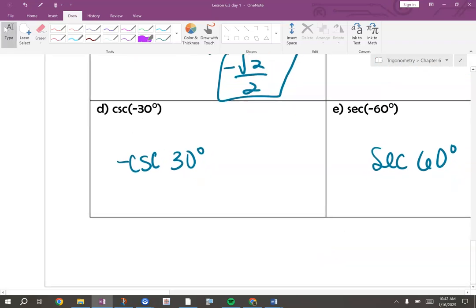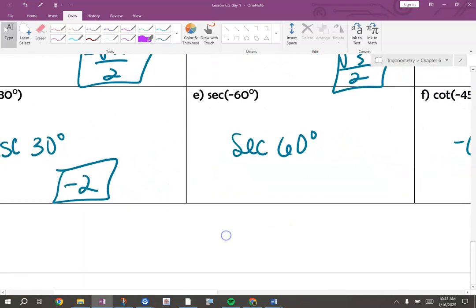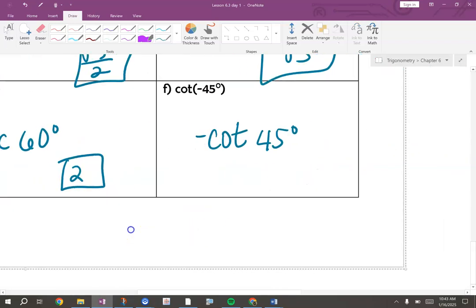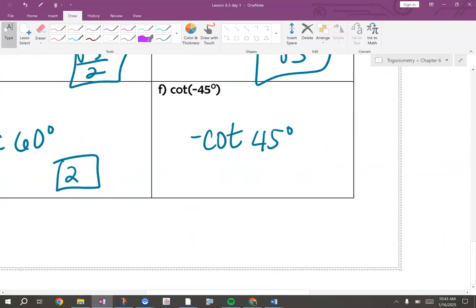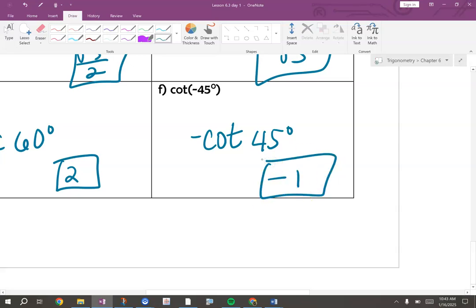All right, cosecant of 30. So remember, probably the easiest way to do this is figure out what sine of 30 is, and then just take the reciprocal. Sine of 30 is 1/2, reciprocal of that, and then make that negative. Secant of 60 degrees. So let's do the same thing. Cosine at 60 degrees is 1/2, but this one is asking for secant, so take the reciprocal, positive 2. Cotangent 45, tangent and cotangent at 45 degrees is always 1. In this case, it's going to be negative.